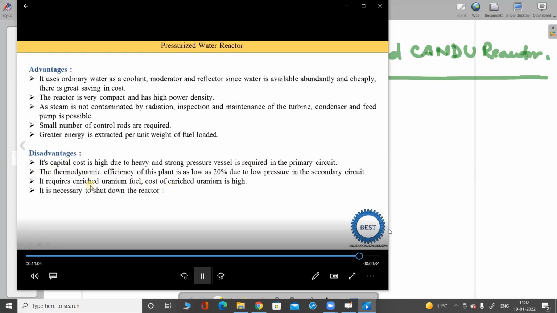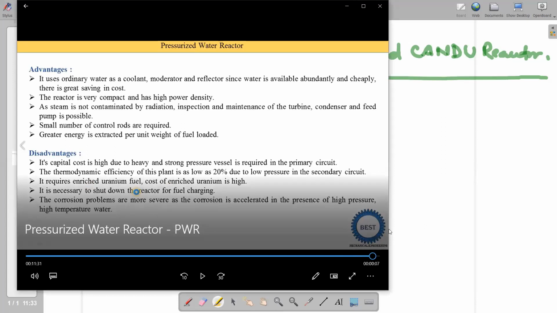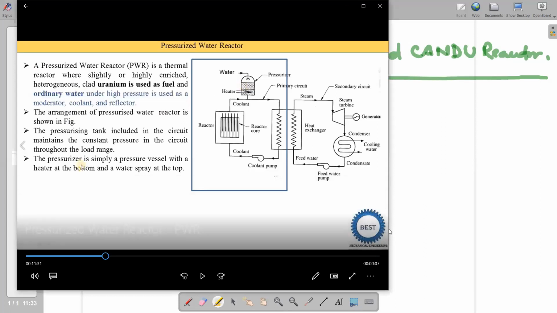It is necessary to shut down the reactor for fuel charging. Fuel charging means when we need to put in the new uranium. At that time we need to stop the reactor. The corrosion problems are more severe, as corrosion is accelerated in the presence of high pressure and high temperature water. In the primary circuit the pressure of the water is high, so this leads to corrosion problems.